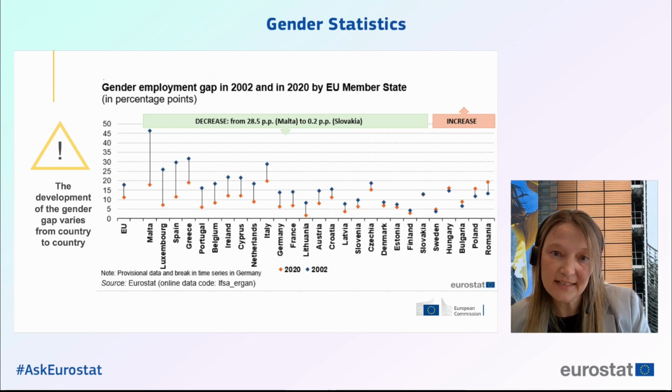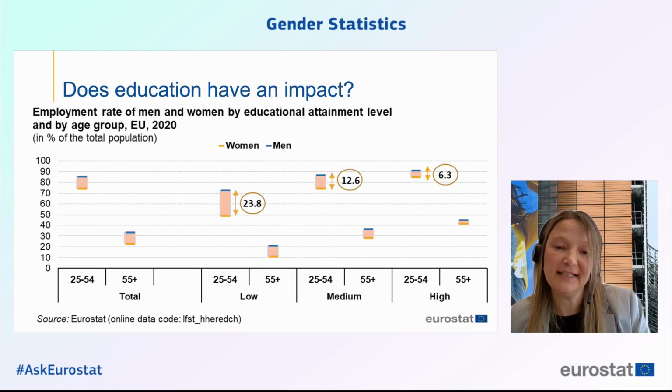As we can notice on this figure, the change we have just observed for the EU is not reflected in all countries. The gap decreases by more than 15 percentage points in Malta, Luxembourg, and Spain, but it increases in Romania, Poland, Bulgaria, Hungary, and Sweden. And on the next slides, I will show the factors affecting the employment of men and women to better understand these differences.